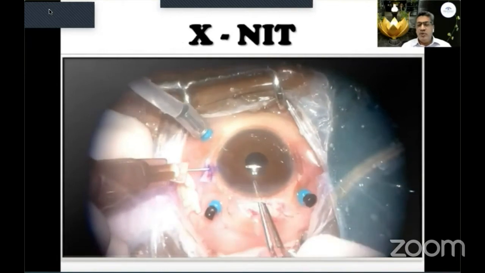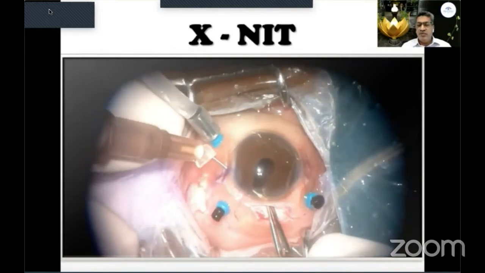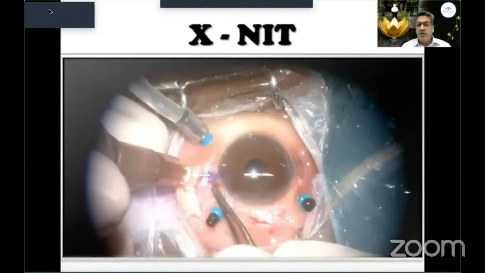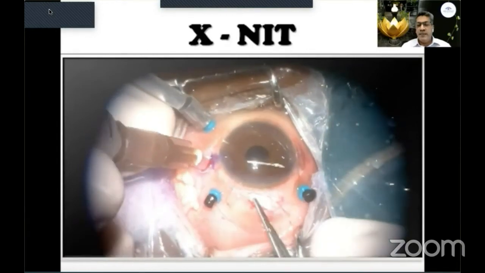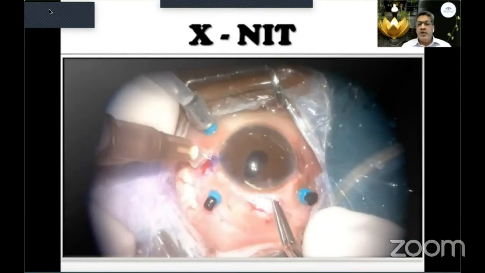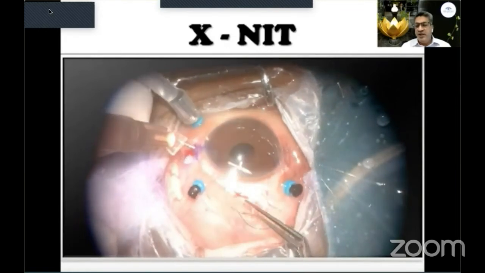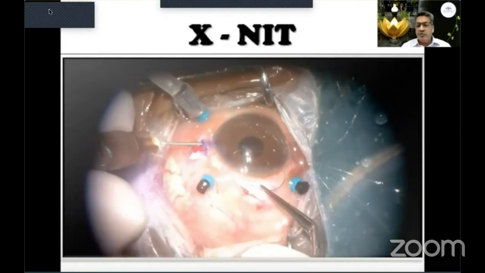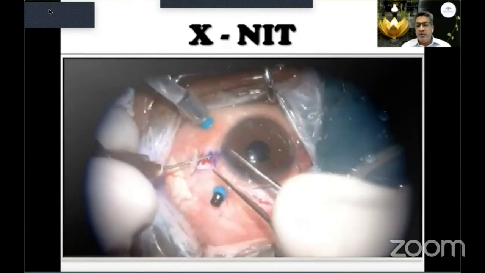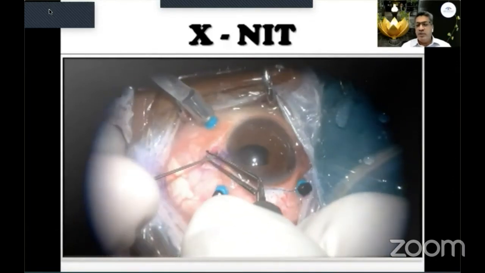Through the pupil, through the tunnel, you use your McPherson's forceps to gently open up the valve of your SICS tunnel. And then you exteriorize the needle and you thread the haptic here. So here you don't have to do a handshake. That makes the step much simpler.